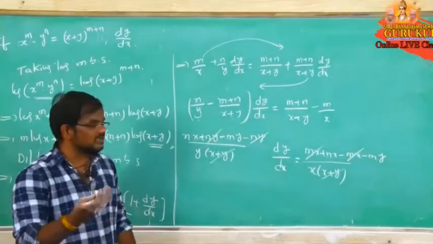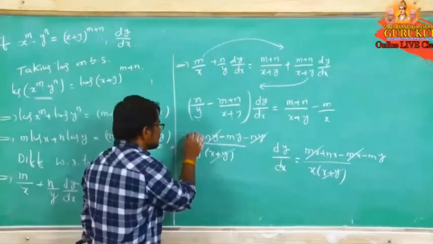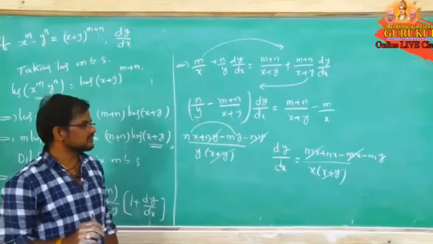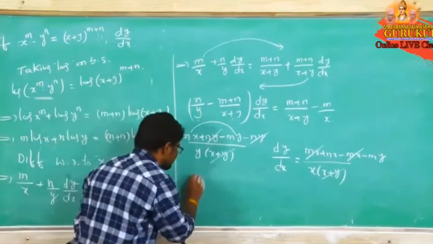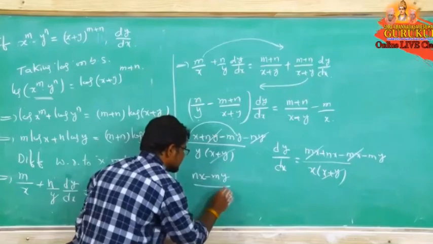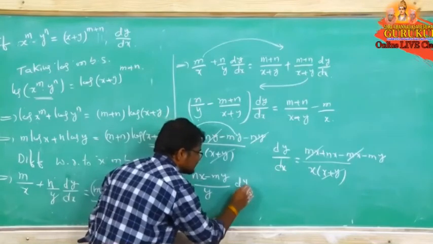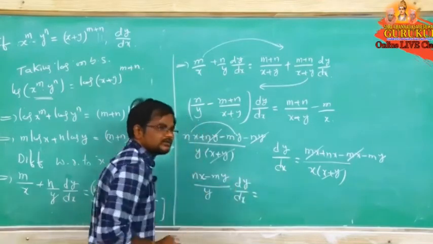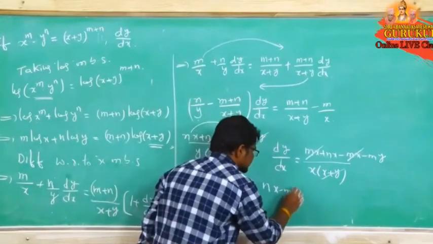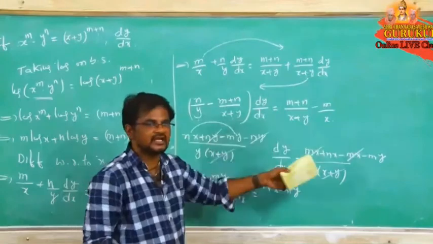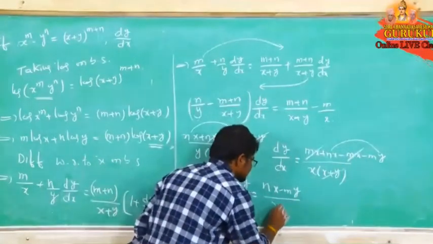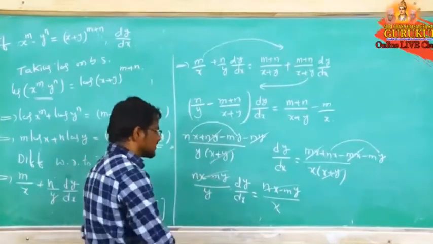Remaining terms in the numerator, observe: nx minus my. If you want one more step also, you can take nx minus my divided by y into dy by dx equal to nx minus my divided by x. If you have the clarity, directly you can cancel, because here also same thing, divided by x is there.